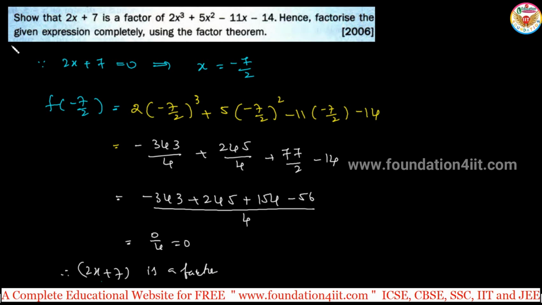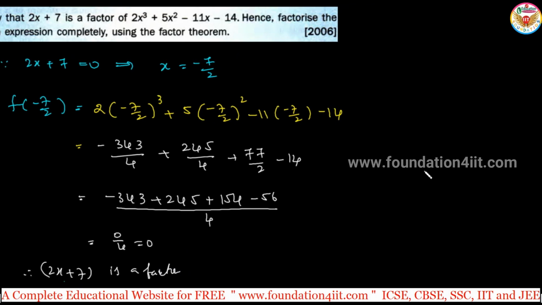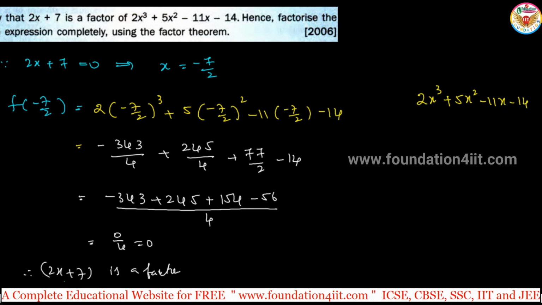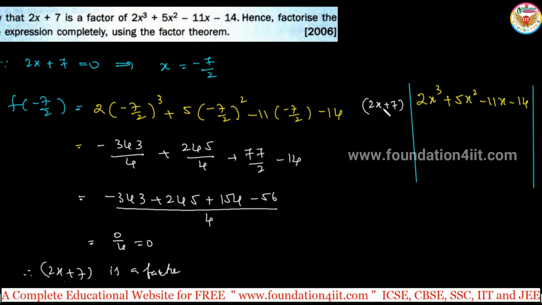To factorize this completely, now take this polynomial or expression, 2x cube plus 5x square minus 11x minus 14. So we are supposed to divide this by 2x plus 7. Yes, use the same method, same rule. First term: 2x into dash is 2x cube. 2x into what term gives 2x cube?